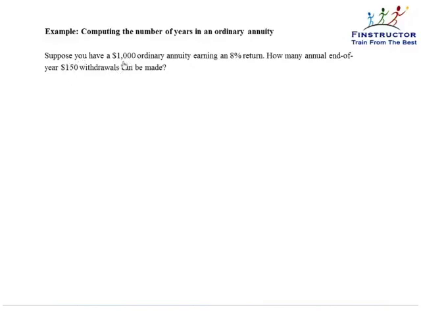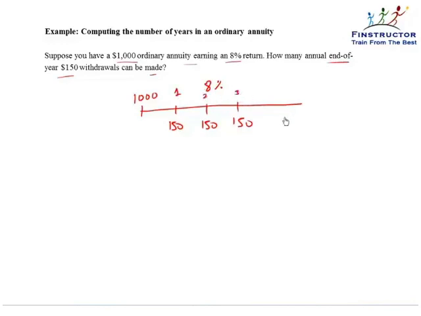Suppose you have $1,000 in an ordinary annuity earning an 8% return. How many annual end of year $150 withdrawals can be made? So the question essentially asks: I've saved $1,000 at retirement and I'm going to need $150 every year for meeting my living expenses. At a rate of interest of 8%, how many such $150 withdrawals will I be able to make?